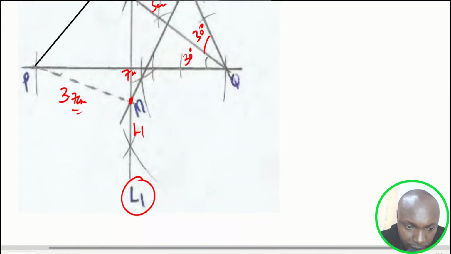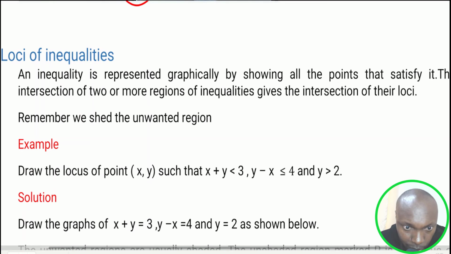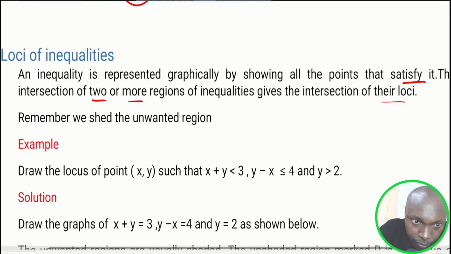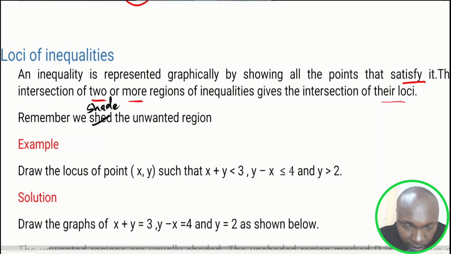Let's go to the other type of locus, which is the loci of inequalities. An inequality is represented graphically by showing all the points that satisfy it. The intersection of two or more regions of inequalities gives the intersection of their loci. Remember that we shade the unwanted region. When you're representing inequalities on a graph, we shade the unwanted region.